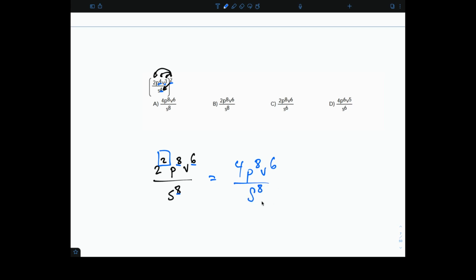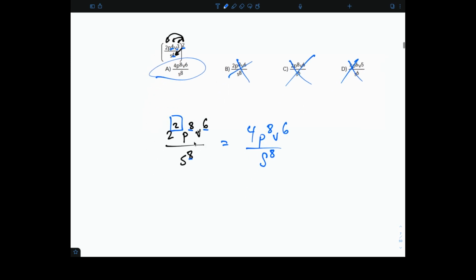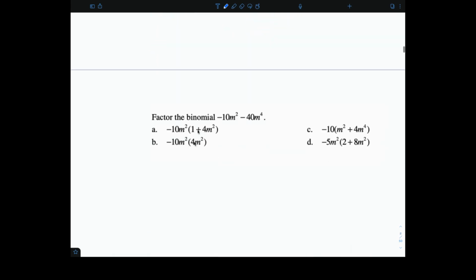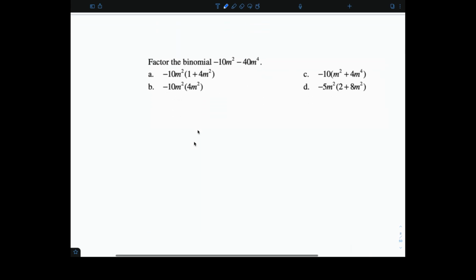I'm going to look at the bottom for s to the 8th. That means that this and this goes away. 2 is not the first number. p to the 8th v to the 6th. That's the correct answer. Okay. Again, notice I eliminated answer choices, not just choosing what I thought was correct, but seeing that the other ones are incorrect as well. Great idea to keep in mind when you're working through problems so you don't make silly mistakes.